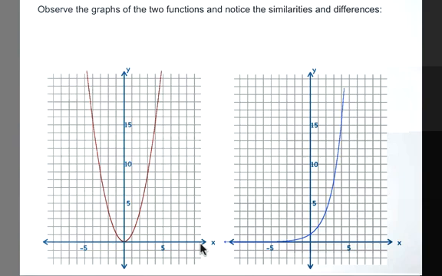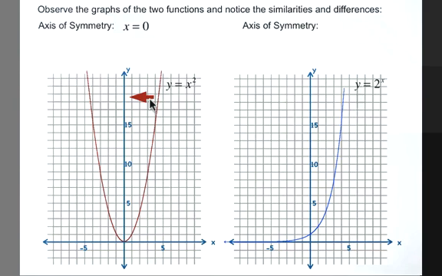Observe the graphs of the two functions and notice the similarities and differences. Here's y equals 2 to the x and y equals x squared. There's an axis of symmetry located here. X is equal to 0. The axis of symmetry for y equals 2 to the exponent x does not exist. There's no line that can be drawn that will create a mirror image. The vertex: the quadratic function has a vertex. It's at 0, 0. For the exponential function, there's no vertex.